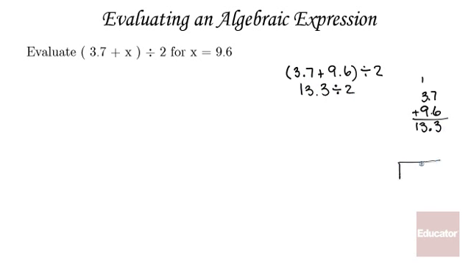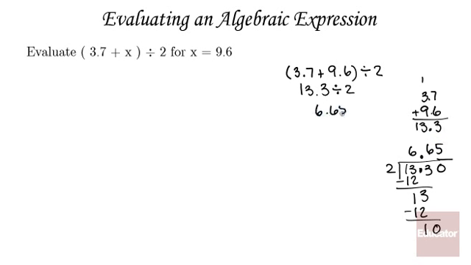I'm going to put the 13.3 inside. 2 goes into 13 6 times, which was 12, leaving us 1. Bring down the 3. Let's move this decimal up to here so we don't forget about it. 2 will go into 13 6 times. And I'm going to continue because I can see that it's going to end soon. Bring down the 0, and 2 will go into 10 5 times. So my answer is 6.65.